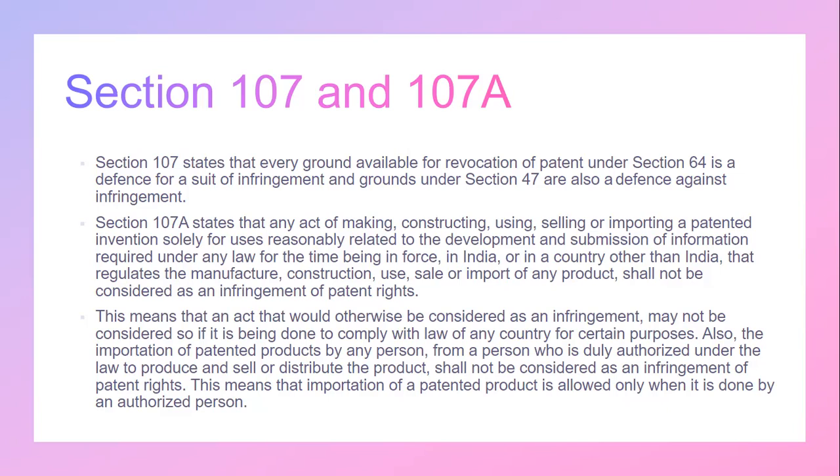So 107A has two parts. 107A talks about the Bolar provision. That is, if you have to submit any information to comply with any law of India or any other country, then you are not infringing on the patent rights because you are doing it to comply with the law. And in case you are importing a patented product from a person who is authorized to distribute or sell the product, then also it is not an infringement, because that is the law of parallel imports. So I hope I'm making some sense. We will be discussing more about this when we talk about infringement.